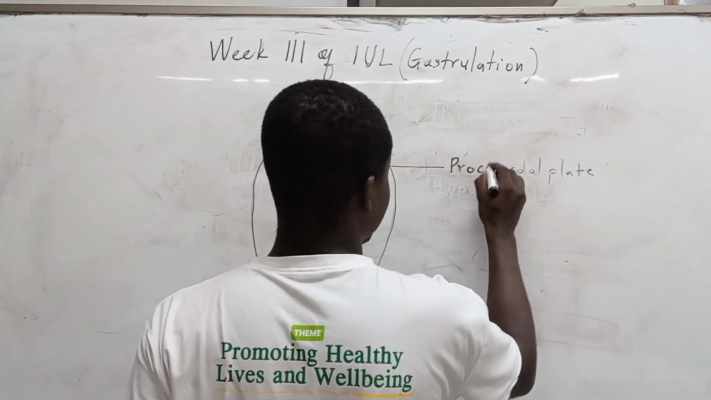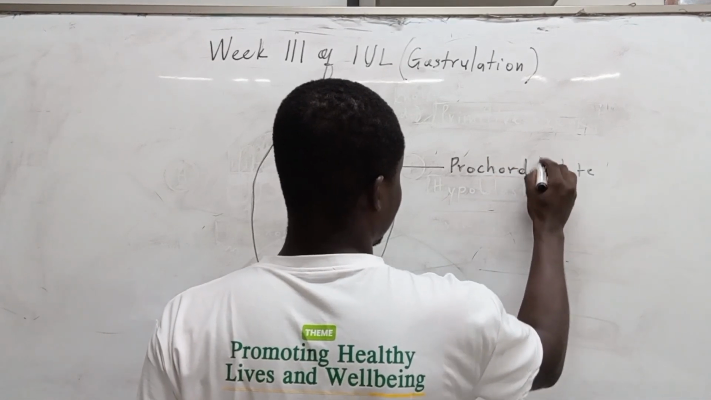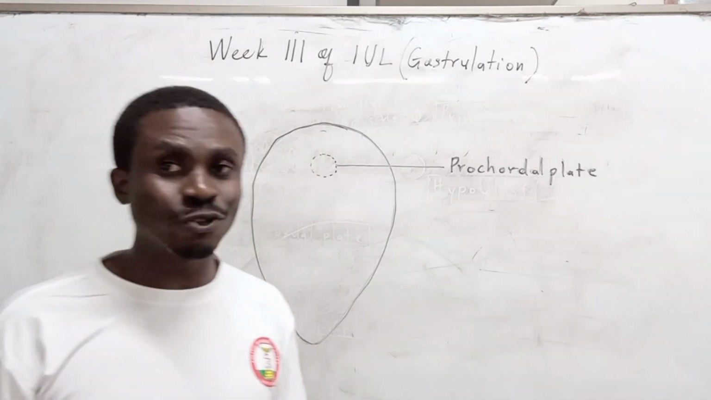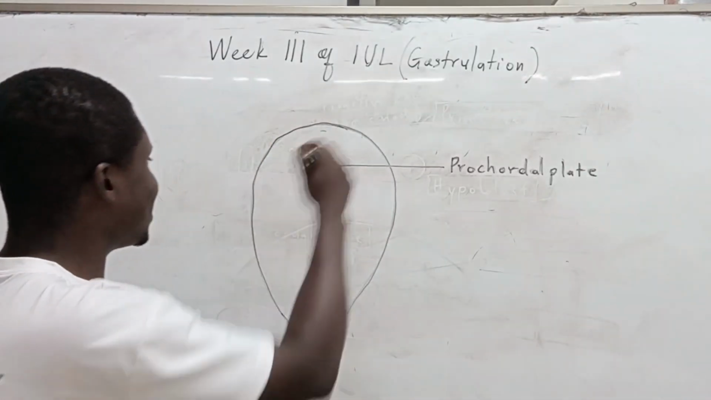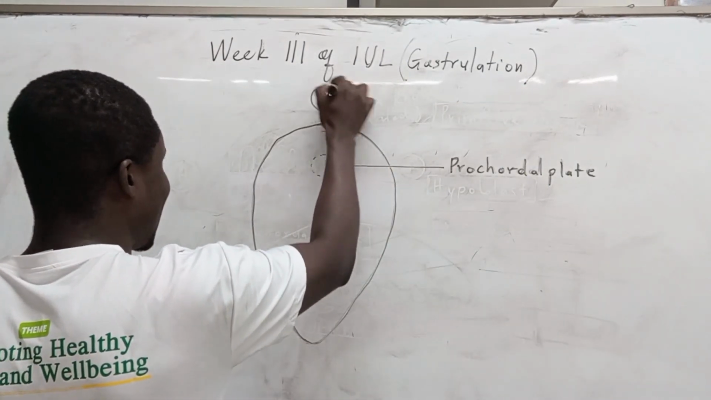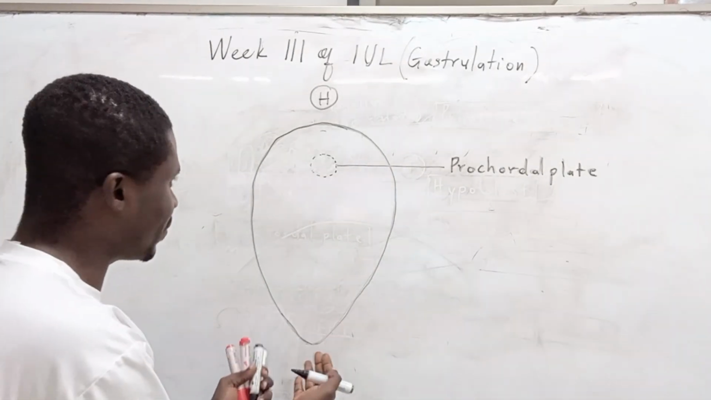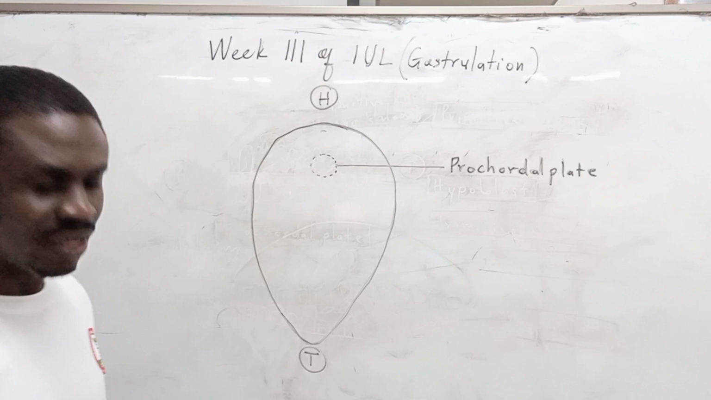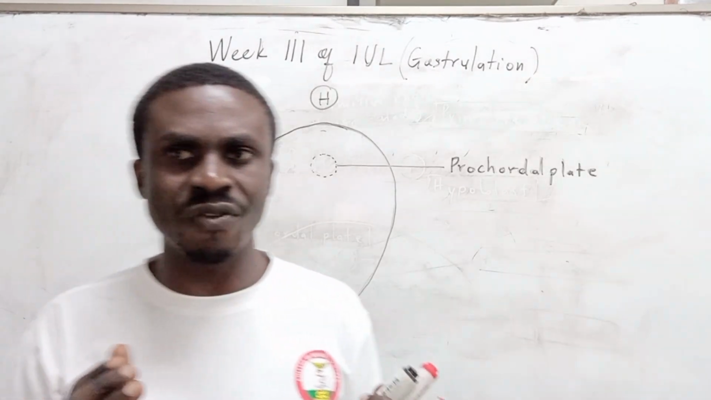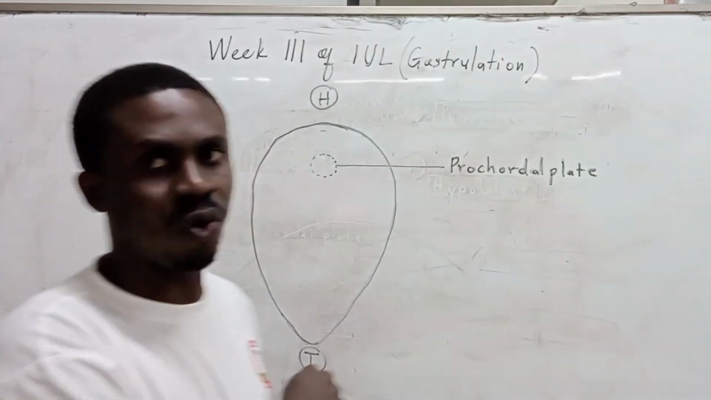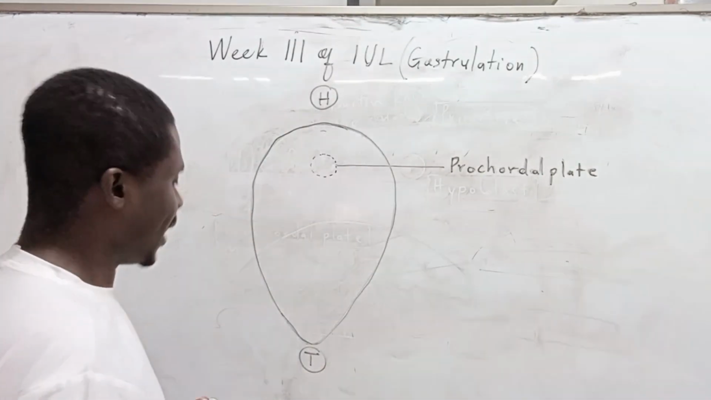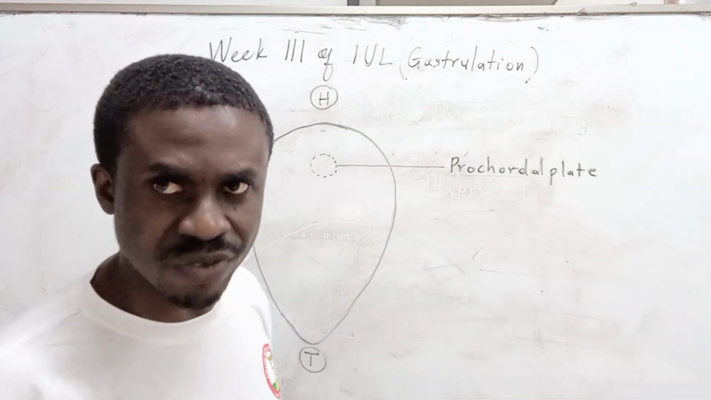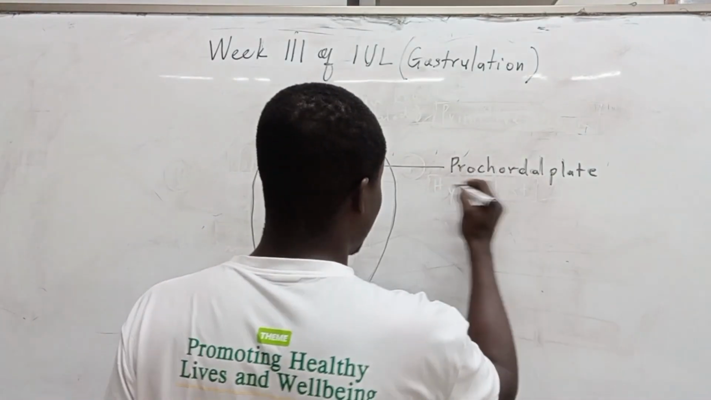Procaudal plate. My friends, one thing is that once you know that this is the procaudal plate, then it means that this is the cranial end of the embryo, the head end of the embryo, and therefore the opposite, the tapering end, becomes the tail end of the embryo. It therefore tells me that the cranial end of the embryo will be broader than the caudal end of the embryo. Now, I told you that the procaudal plates will give rise to something called the bucco-pharyngeal membrane, and that's one important thing.